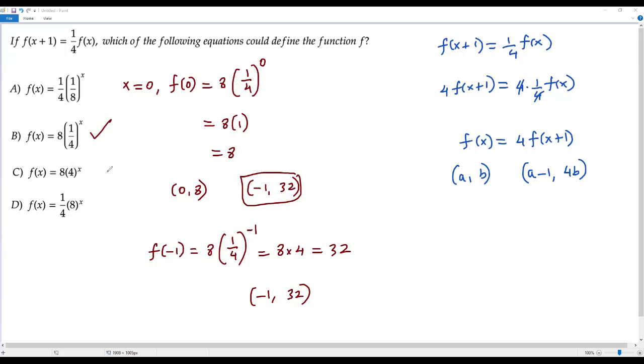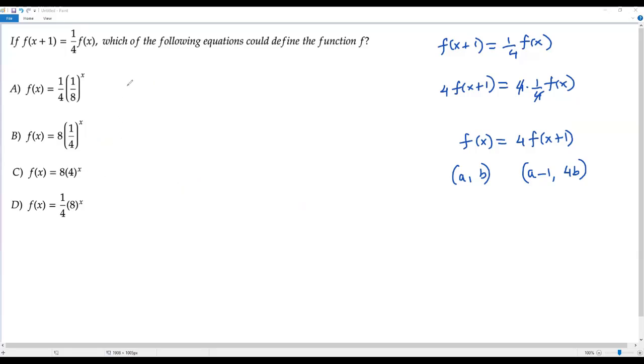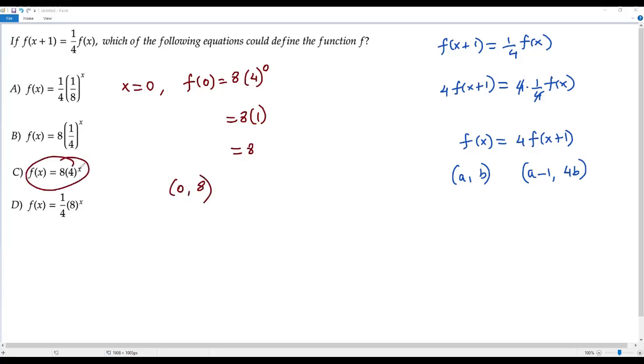Anyways, we can verify the remaining two options C and D also. So the same thing, whatever we have done for option A and option B, the same thing we have to do for option C and D. Okay, now let's verify option C. To verify option C, first let's plug in x equals 0 into the function f of x we have in option C to get a point. So f of 0 equals 8 times 4 to the 0th power. So 4 to the 0th power equals 1. 8 times 1 is 8. So now we have the point (0, 8) on the graph of the function f of x in option C.